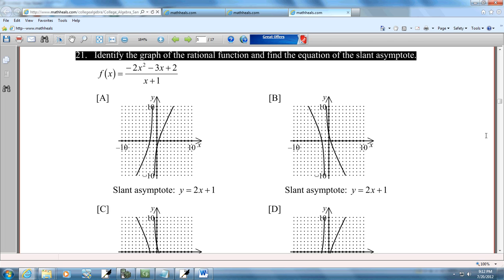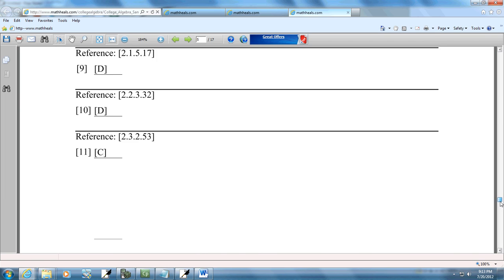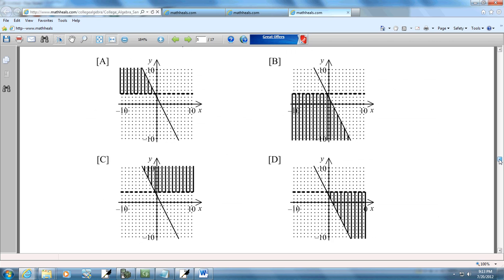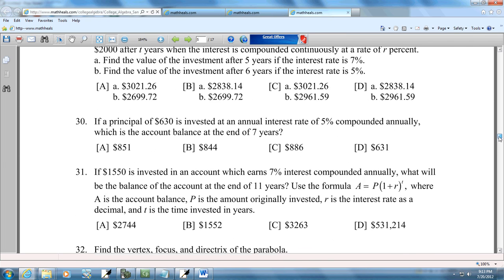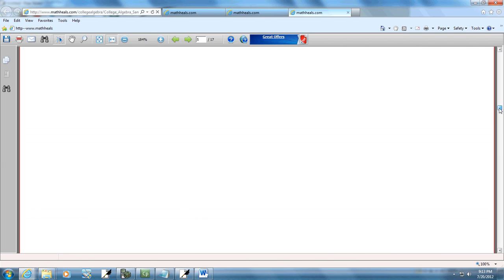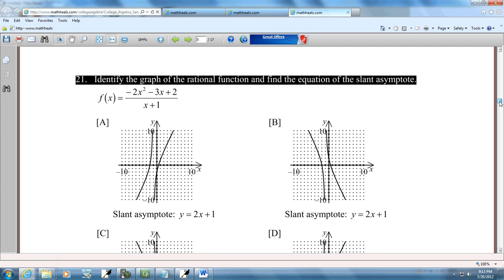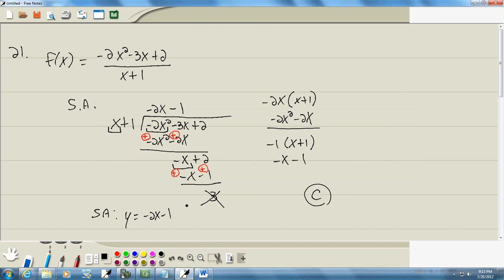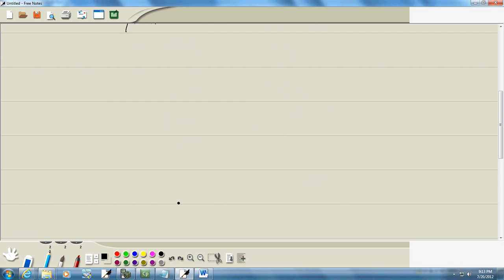Let's go check that out. 21C. And that checks. Okay, let's show it by hand. Find the original problem. If I was doing it by hand, the slant asymptote would be the same. I'm not going to show those steps again.